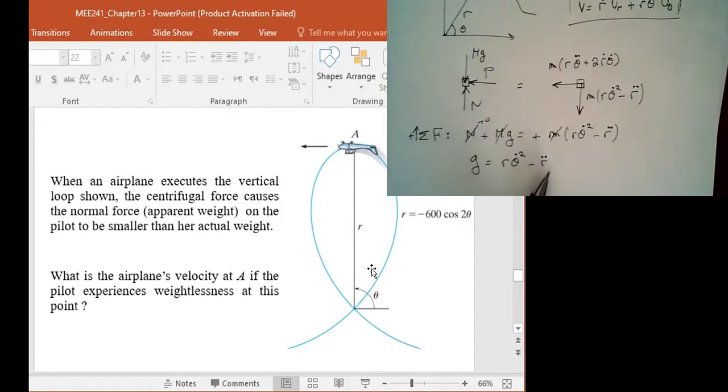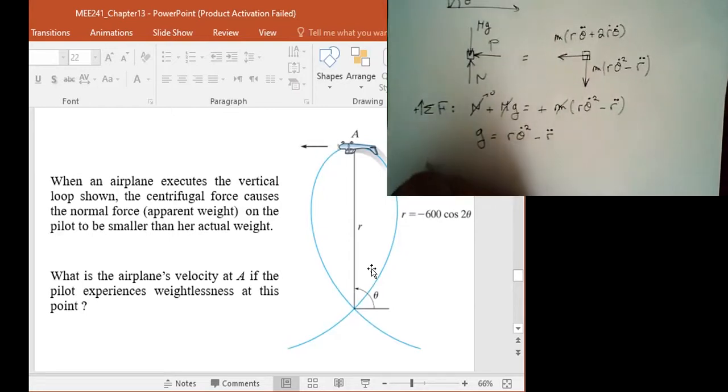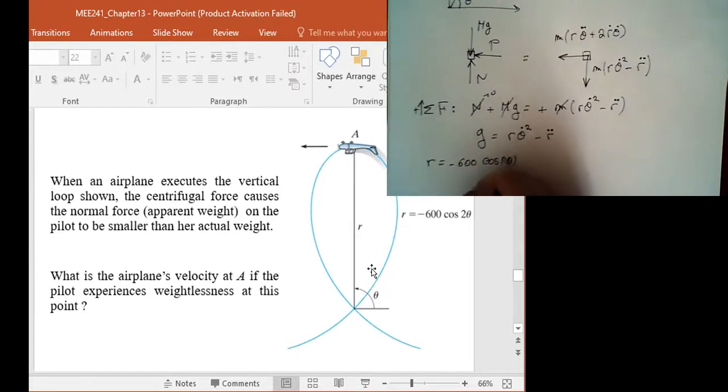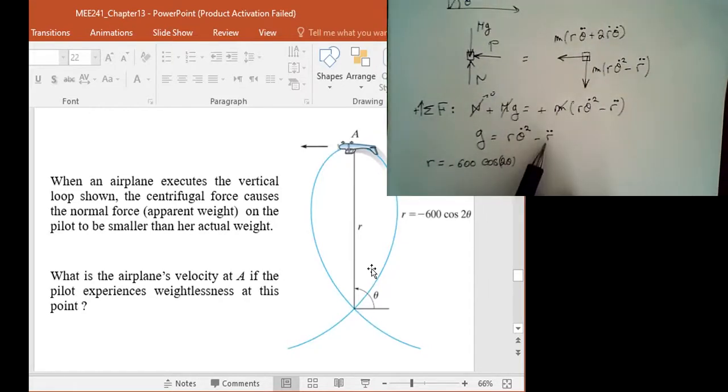So we need to find this velocity vector based on this relationship. Well, how can we go from here? We don't know theta prime. We know nothing here, but we actually have r. So r is provided to us here as minus 600 cosine 2 theta. So perhaps we could try and differentiate that. We know r, so r of 0, for example, is minus 600. We need to differentiate that. So what is r prime in this case? We're going to differentiate that.